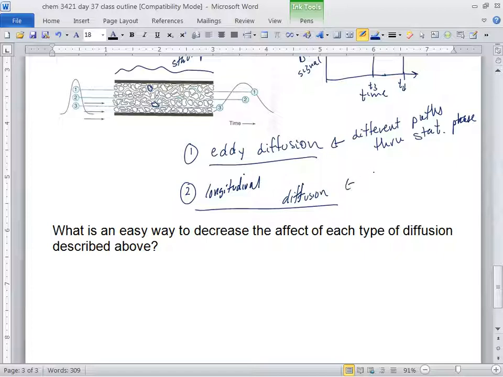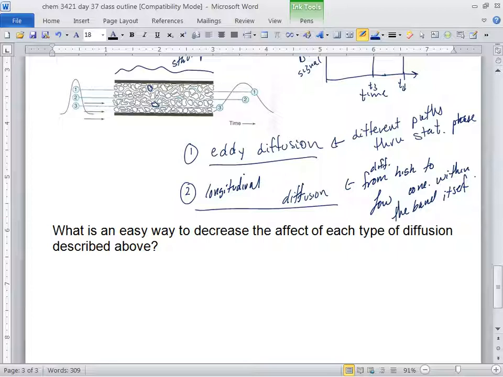Just essentially diffusion from high to low concentration within the band itself. Even though it's nice and purely separated, it simply gets fatter and fatter as time progresses because that's just what nature does. Things go from high to low concentration, they diffuse.